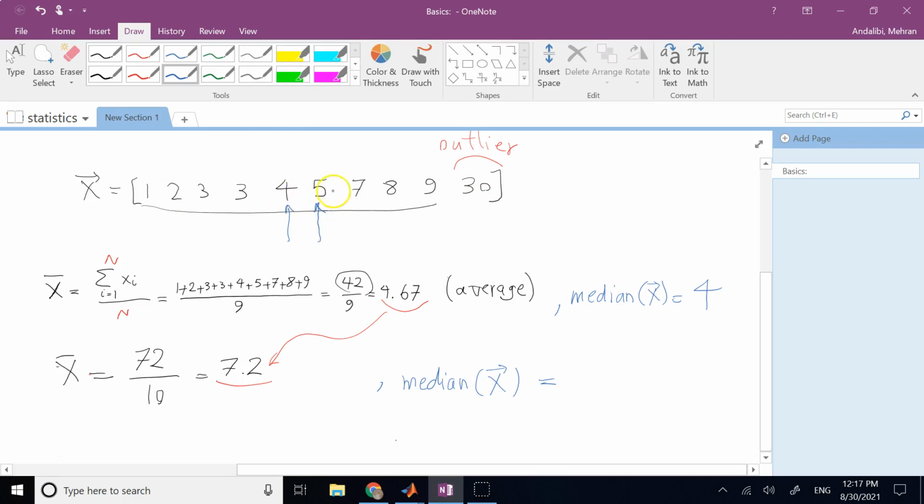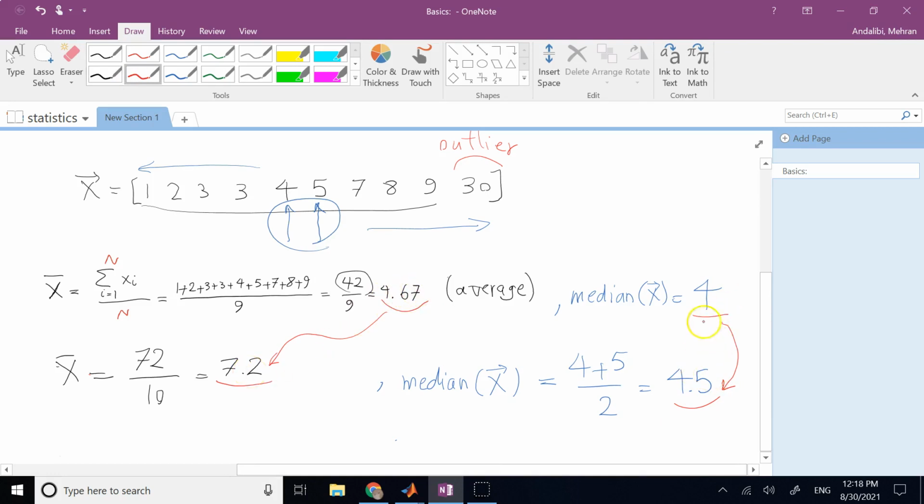Both of these are middle points because now you have 4 data points to this side of 4 and 4 to this side of 5. So both of these are middle points, and so the median is going to be the average of the two. Now look at the change here. The median has gone from 4 to 4.5, but the average has gone from 4.67 to 7.2.